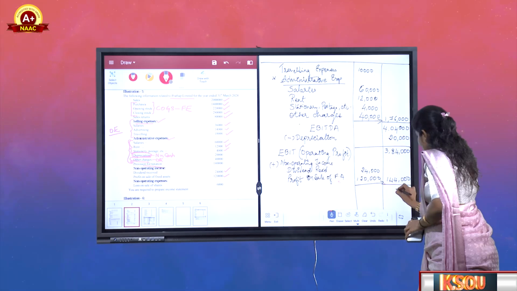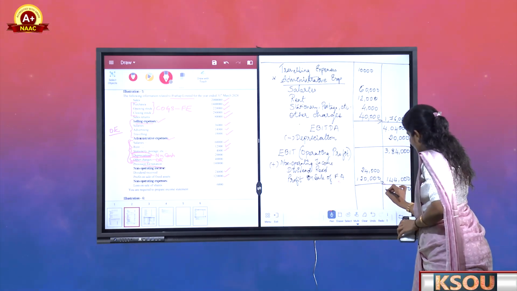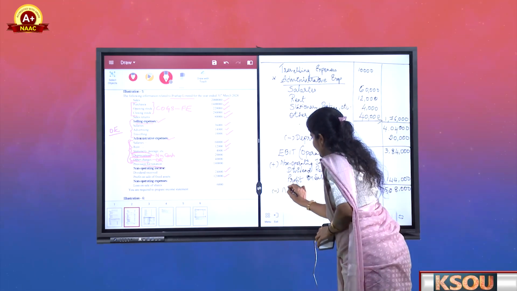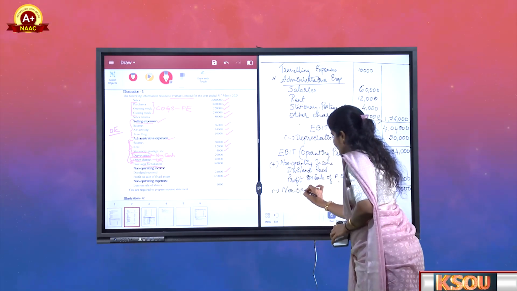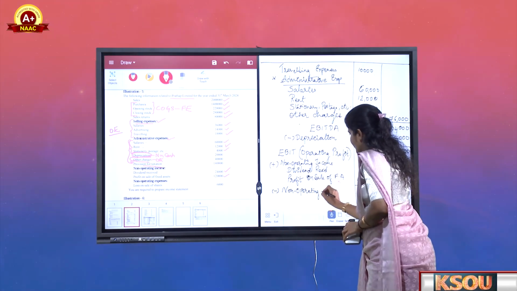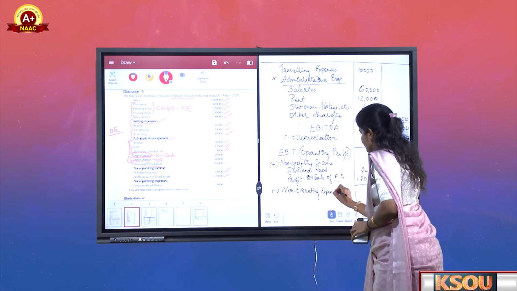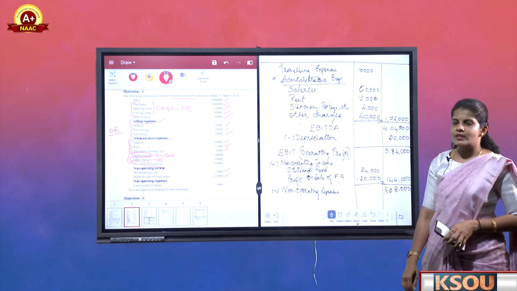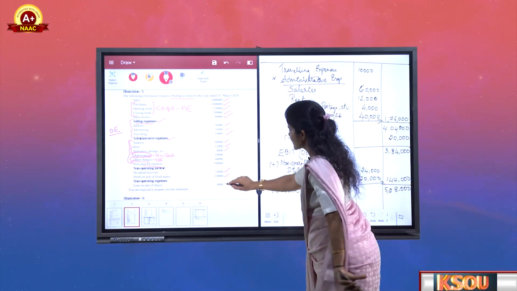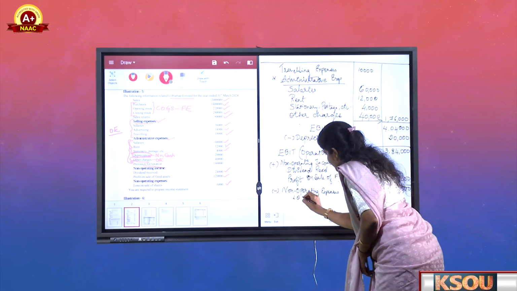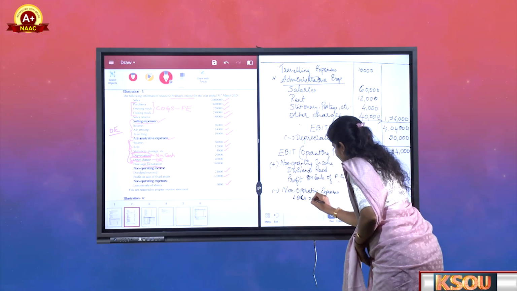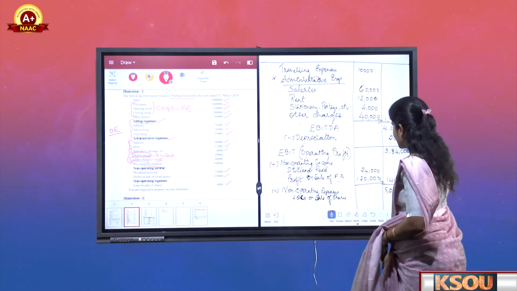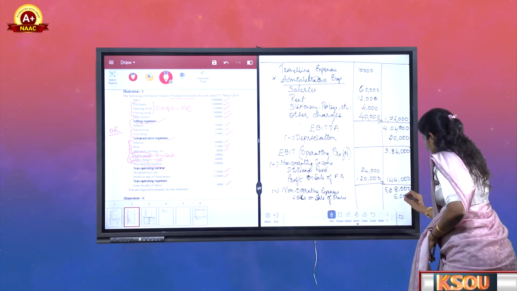So if we add, we will get 5,28,000. Now for this we need to deduct non-operating expenses. We have only one item here, that is loss on sale of shares, it is 6,000. I'll take this loss on sale of shares directly to the outer column because there is only one item.